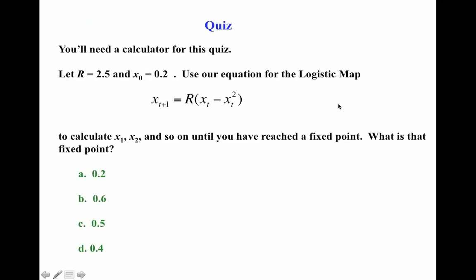Now it's time for our next quiz. You'll need a calculator for this quiz. Set R equal 2.5 and x0 equal to 0.2. Then use the equation for the logistic map, filling in 2.5 for R and starting out with x0 of 0.2 to calculate x1, x2, x3, and so on until you've reached a fixed point. What is that fixed point? And recall that a fixed point is a value of x such that x sub t is the same as x sub t plus 1.